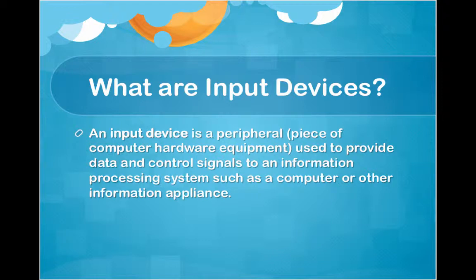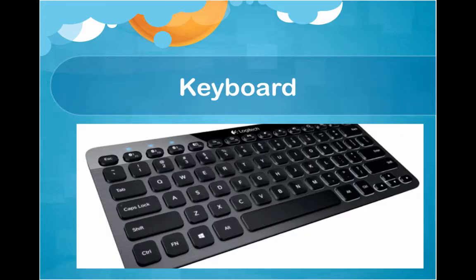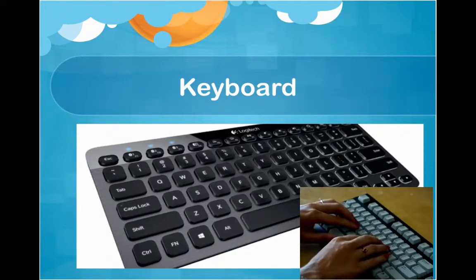These devices are very important because without them, we wouldn't ever be able to access our computer itself or any other information appliance. So it is very important for us to know the difference between an input device and an output device. We're going to learn about output devices after we view these examples of input devices. The first example of an input device that we have here is a keyboard. Many of you have seen keyboards before.